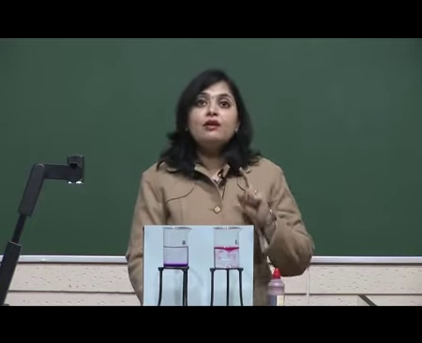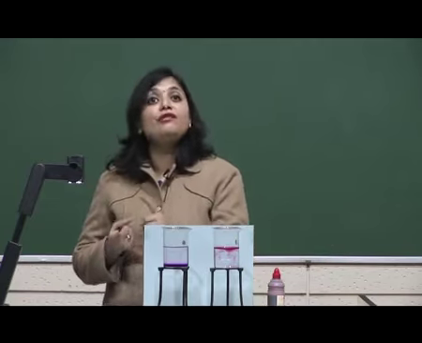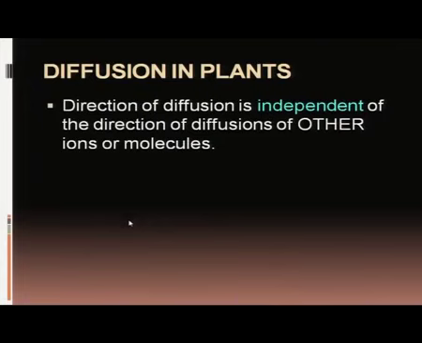form of ATP. We have to keep this in mind that diffusion will always take place from the region of high concentration of one substance to the region of low concentration of that very substance, from high to low. This is what I was talking about, that direction of diffusion is independent of the direction of diffusion of other ions or molecules. Suppose 2 or 3 ions or molecules are being diffused. So, direction of diffusion of one molecule or ion will be totally independent of direction of movement of other ion or molecule. It will depend only on its own concentration.